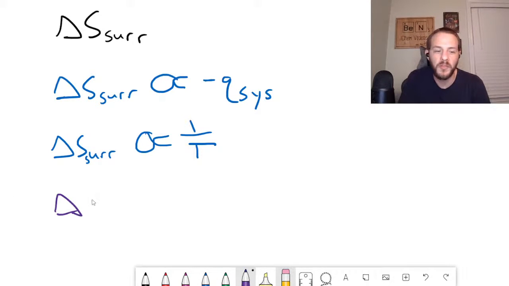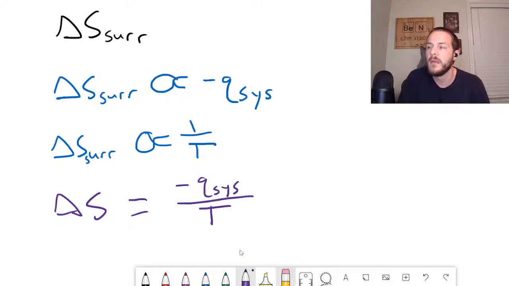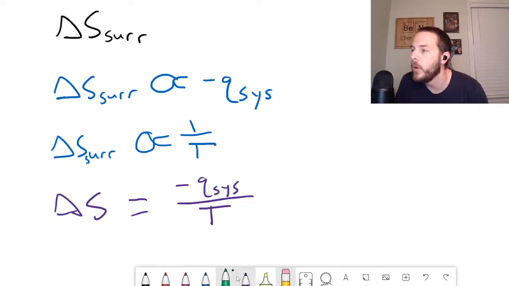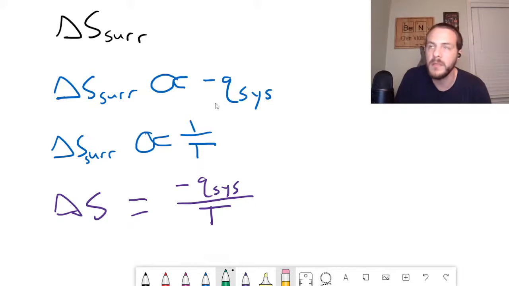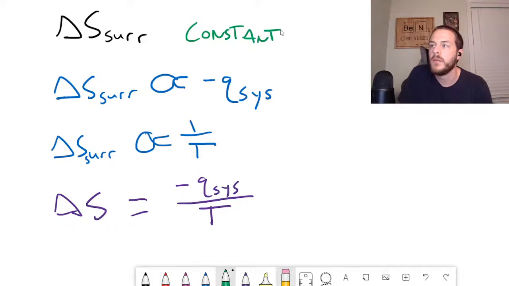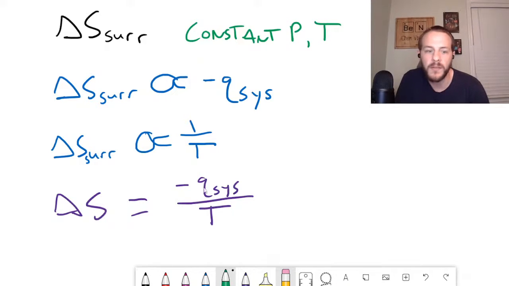So we can combine these into equations where we have delta S equal to negative Q for the system divided by the temperature, right? Now let's assume for the moment that we have constant pressure and constant temperature. This whole delta S for the surroundings is equal to minus Q for the system divided by T. That only works at constant temperature, right?